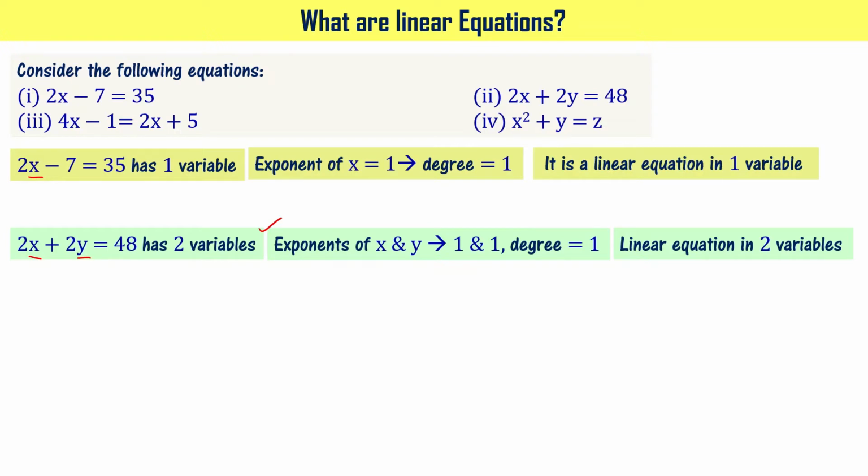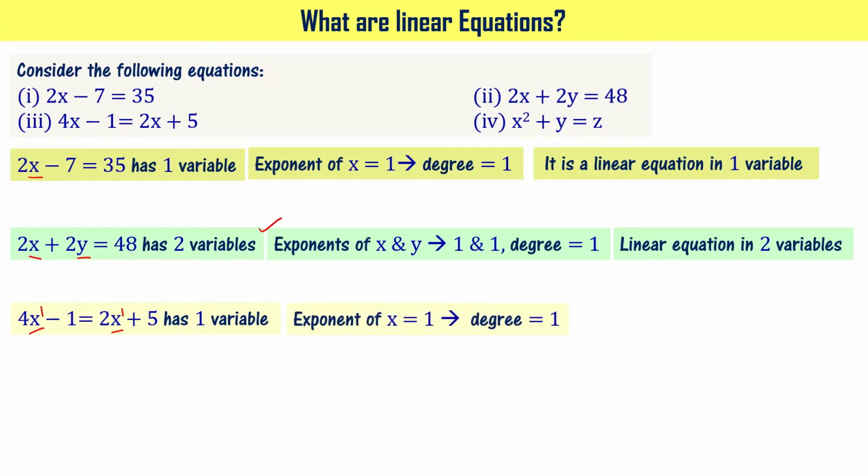Let's consider the third equation given, that is 4x minus 1 equal to 2x plus 5. This also has got only one variable, right? X is the variable. Though you have two terms containing x, both of them have only one variable, that is x, right? And if you observe the exponents, here you have x power 1, here also x power 1, right? So the highest exponent is just 1. Hence the degree is 1, right? So what I'm now saying is it is a linear equation in one variable. So in this chapter, we are going to cover this kind of equations also, right?